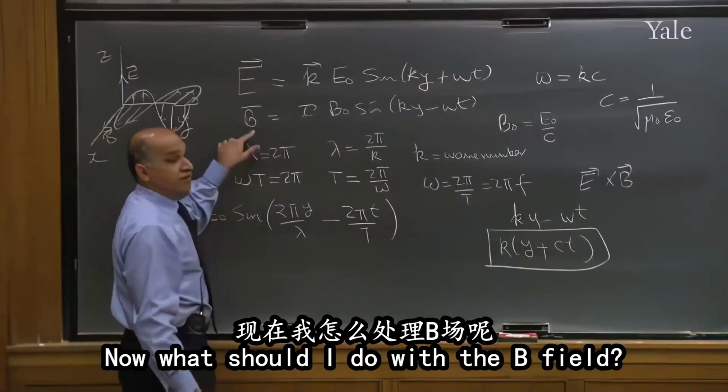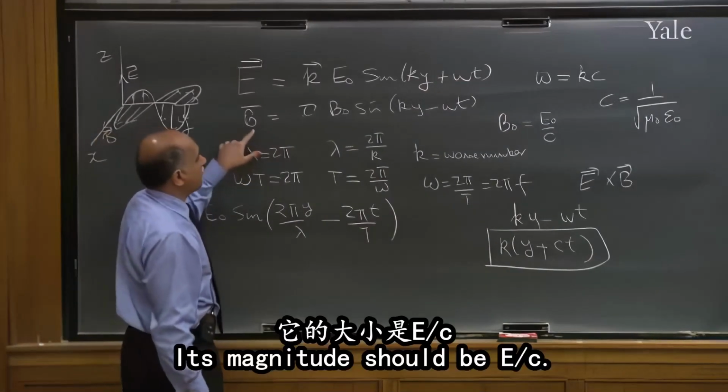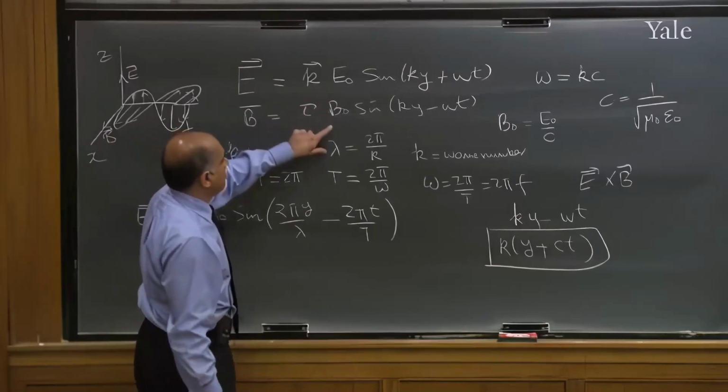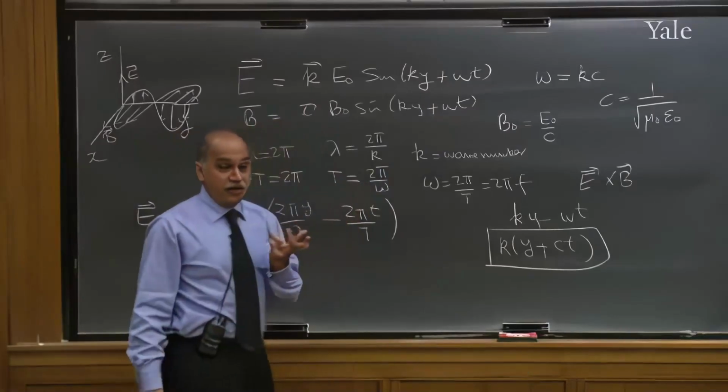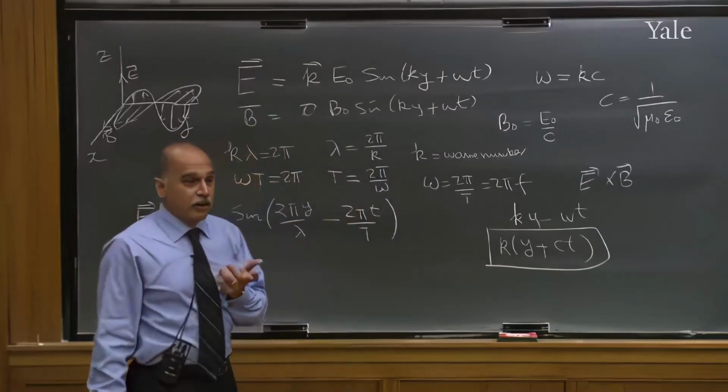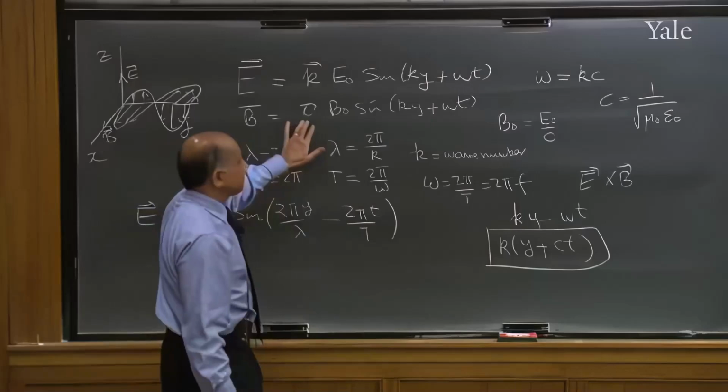Now, what should I do with the B field? Its magnitude should be E over c. I can also change this to going backwards. Otherwise, they don't form a pair. E and B have to form a pair. But I claim this is not enough.